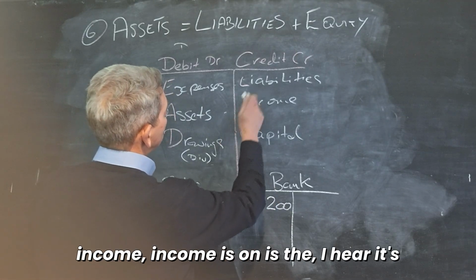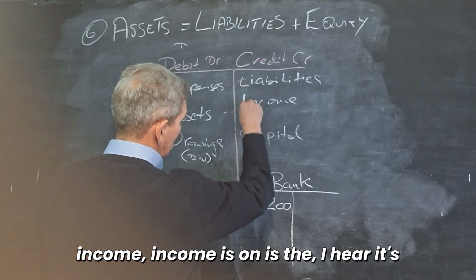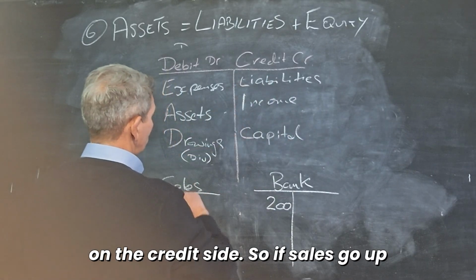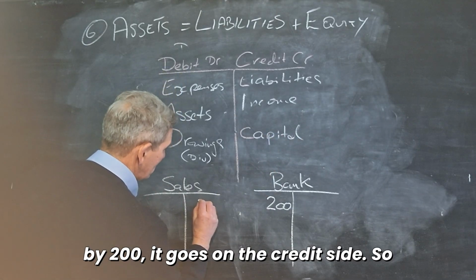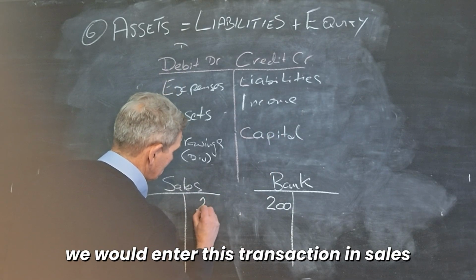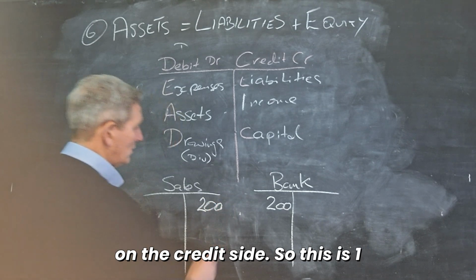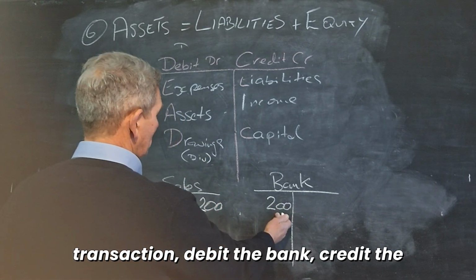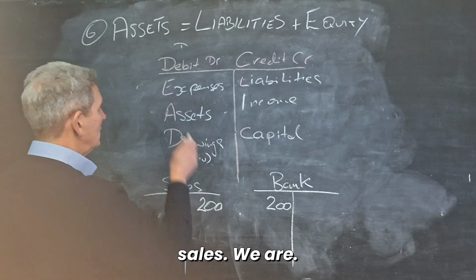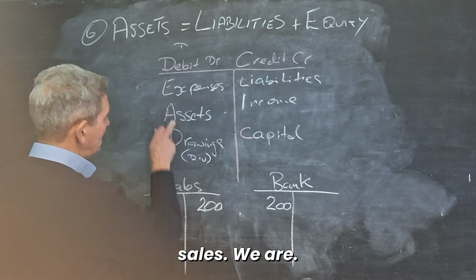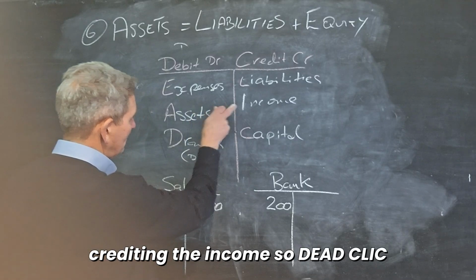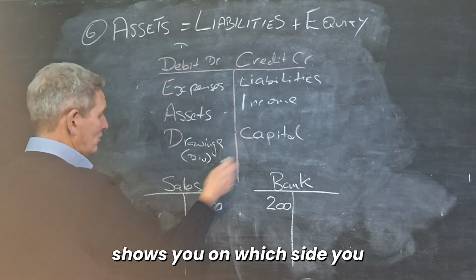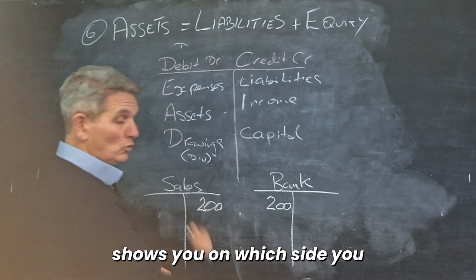Sales is income. Income is the I here. It's on the credit side. So if sales go up by 200, it goes on the credit side. So we would enter this transaction in sales on the credit side. So this is one transaction, debit the bank, credit the sales. We are debiting an asset and we are crediting the income. So DEAD CLIC shows you on which side you increase.